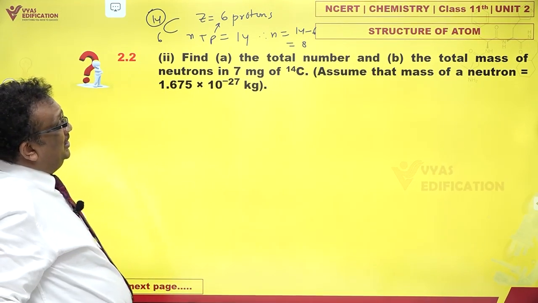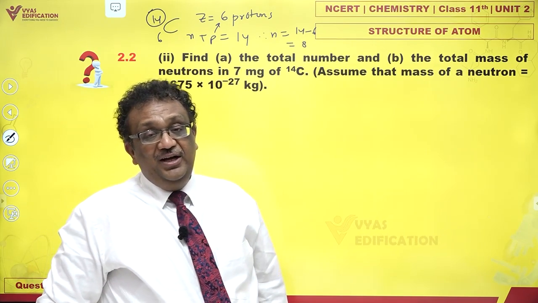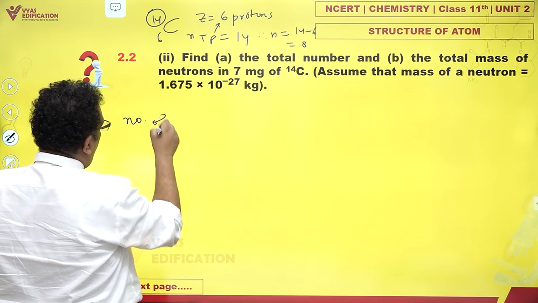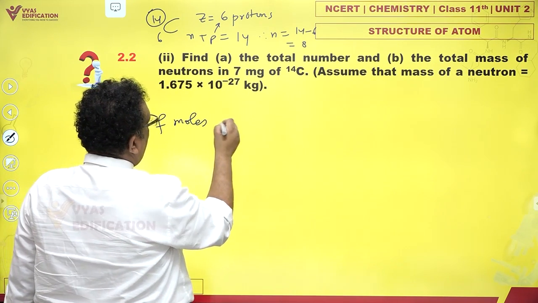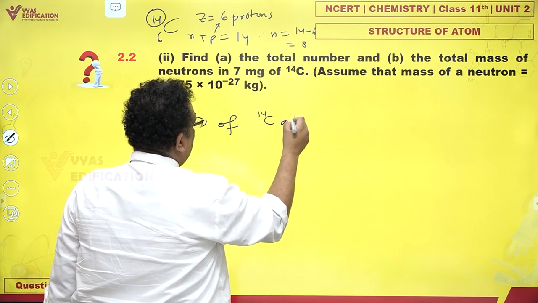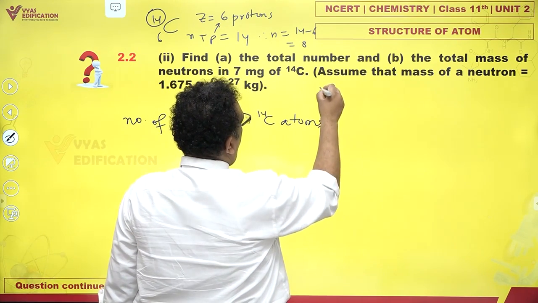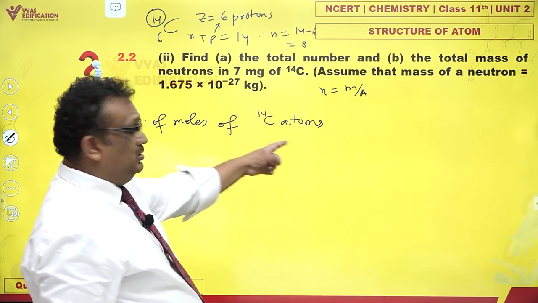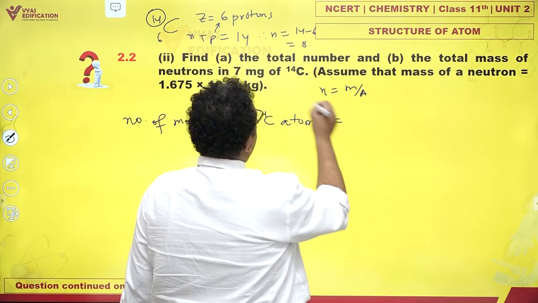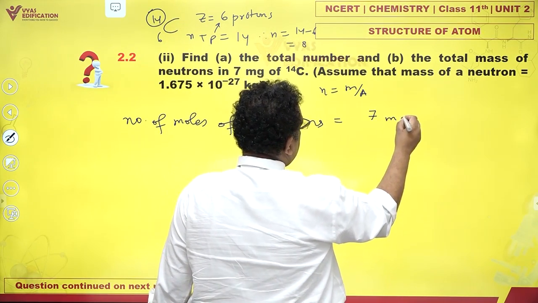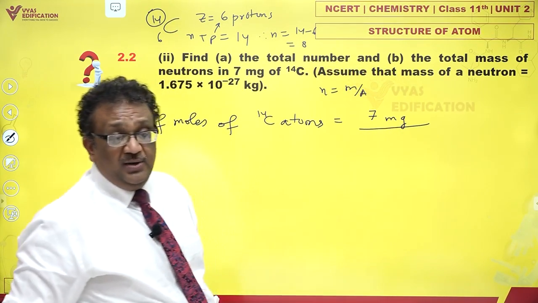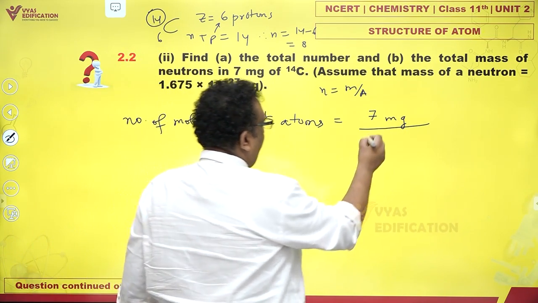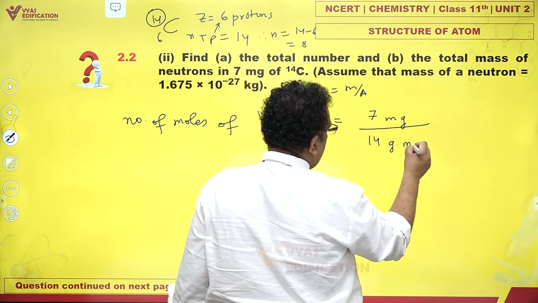How do I find this number and mass? I need to first find number of moles, right? So number of moles of C14 atoms. Now moles is mass by atomic mass. Yes. So moles will be mass. Mass is 7 milligrams divided by atomic mass. Now atomic mass 14. It is given clearly, so it is 14 grams per mole.